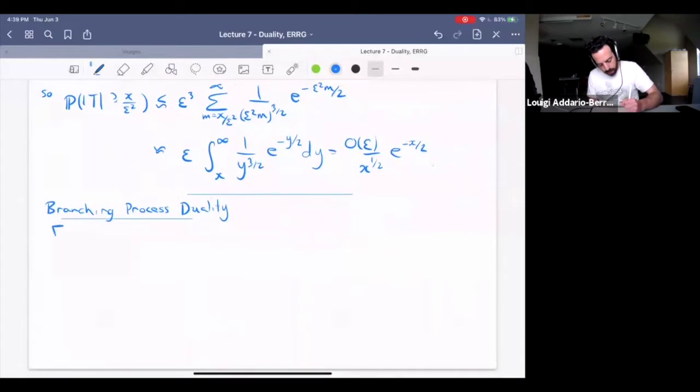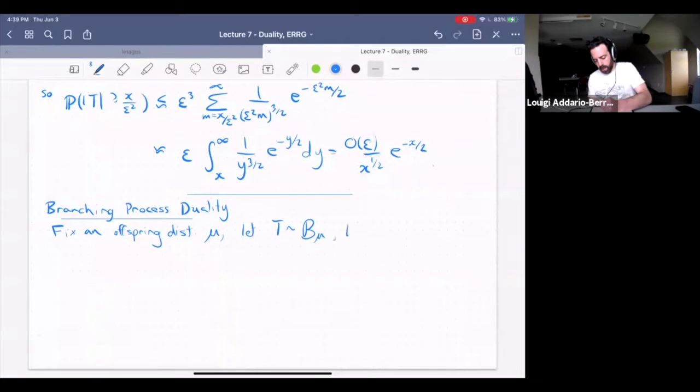So let's fix an offspring distribution mu and let T be a BGW mu tree. And let's let, as usual, q be the extinction probability. I want to ask: what's the probability of extinction conditional on the number of offspring of the root? So we have the root, and it has some number k of children. Maybe k is 4, right?